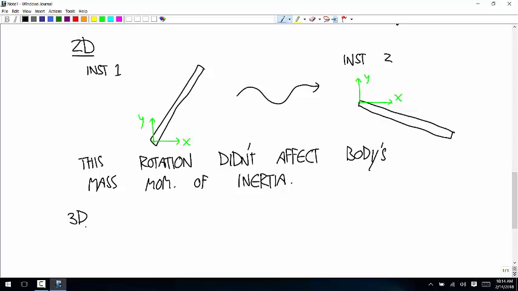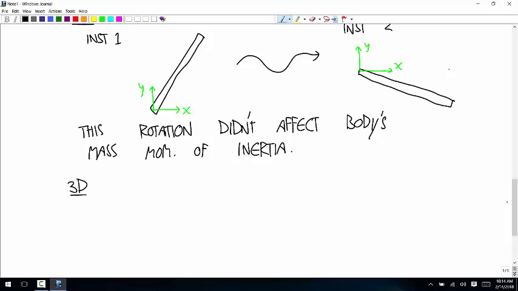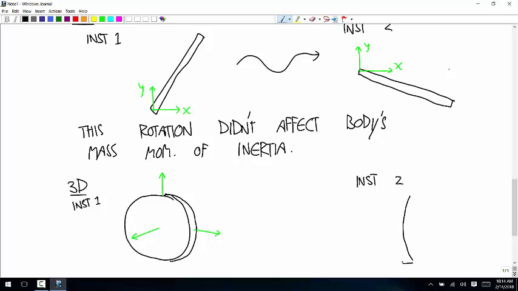But in 3D, if you think about, say, a disk that goes from this orientation, so this is at instant one, and at instant two, it's like this. Call that X, Y, Z at instant one, and at instant two, this is X, Y, Z. The body going through that rotation has changed the mass moments of inertia about the different axes.